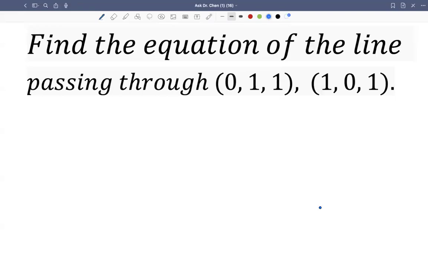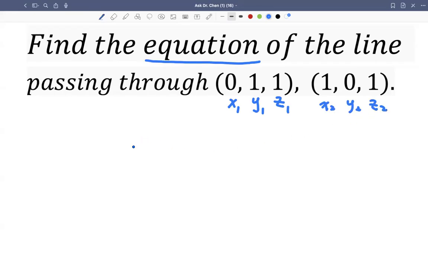Let's see this question. We want to find the equation of the line passing through these 2 points. Right, so these are 3-dimensional points. Usually we see the first component is the x value, the second component the y value, the third component the z value. If we call this the first point, we could use x1, y1, z1, and the second point, x2, y2, z2.